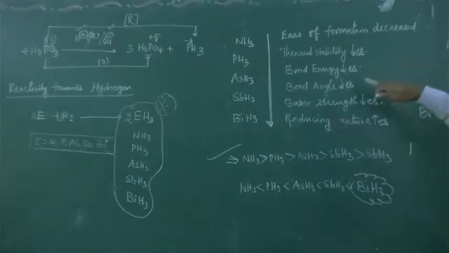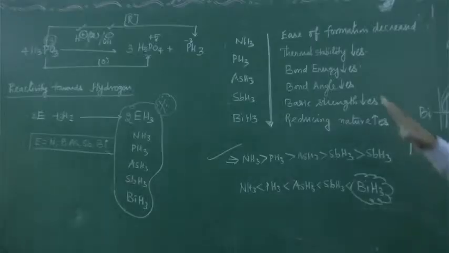நான் ஏற்கனவே சொல்லியிருக்கேன், பாண்ட் எனர்ஜி டவுன் தி குரூப் கம்மியாக இருக்குமா இல்லையா? பிகாஸ் பாண்ட் லென்த் அதிகமாக இருக்குமா? அப்போ இந்த பாண்ட் வீக் பாண்ட். அப்போ இந்த பாண்டை ஈஸியாக பிரேக் பண்ணிடலாம். அப்போ பிரேக் பண்ணால் ஈஸியாக H மைனஸ் கொடுக்குற அபிலிட்டி அதிகமாக இருக்கும். H கொடுக்குற அபிலிட்டி அதிகமாக இருந்தால் ரெடியூசிங் கேரக்டர் அதிகமாக இருக்கும். இஸ் இட் கிளியர்? ஸோ ப்ளீஸ் நோட் திஸ்.